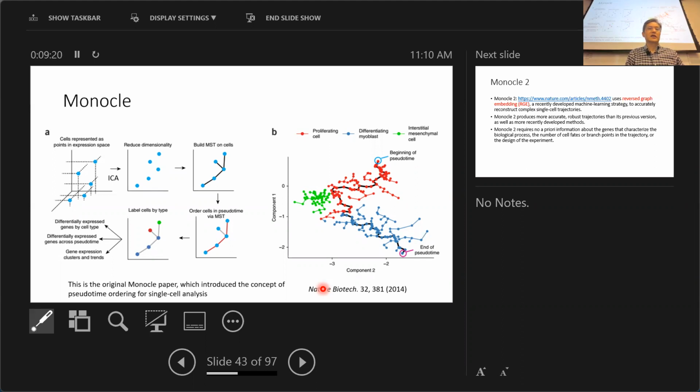Let's see the early stage version, Monocle 1, so when they published in 2014. They start to use ICA to do the dimension reduction. Then you build an MST, so you know MST is minimum spanning tree. Then order the cells using MST, to align cells onto the MST, and label cells by type. So that's the original Monocle.